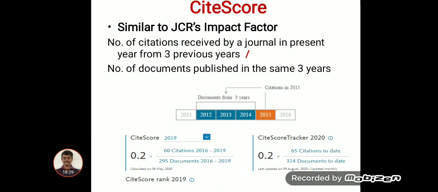And next we'll see what is CiteScore. This CiteScore is similar to Journal Citation Report's impact factor. It is calculated by number of citations received by a journal in present year from 3 previous years to the number of documents published in the same 3 years.